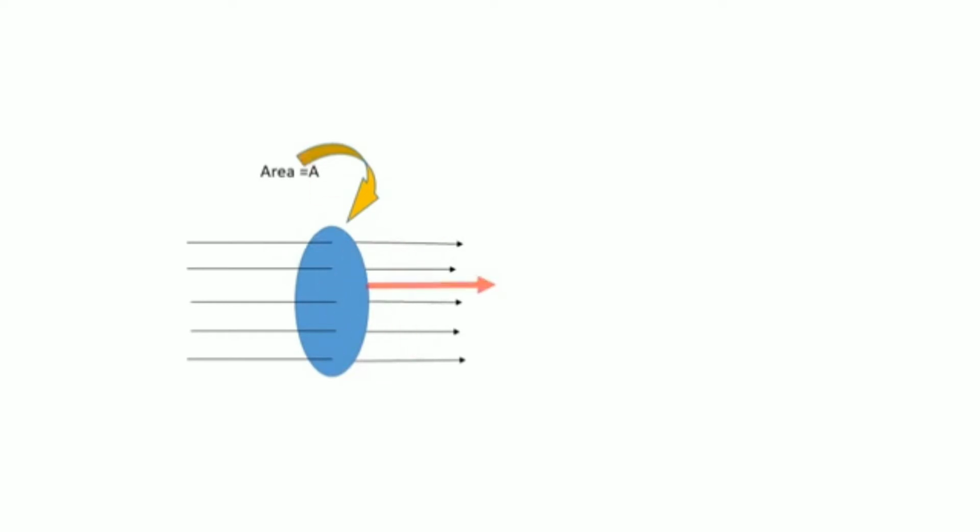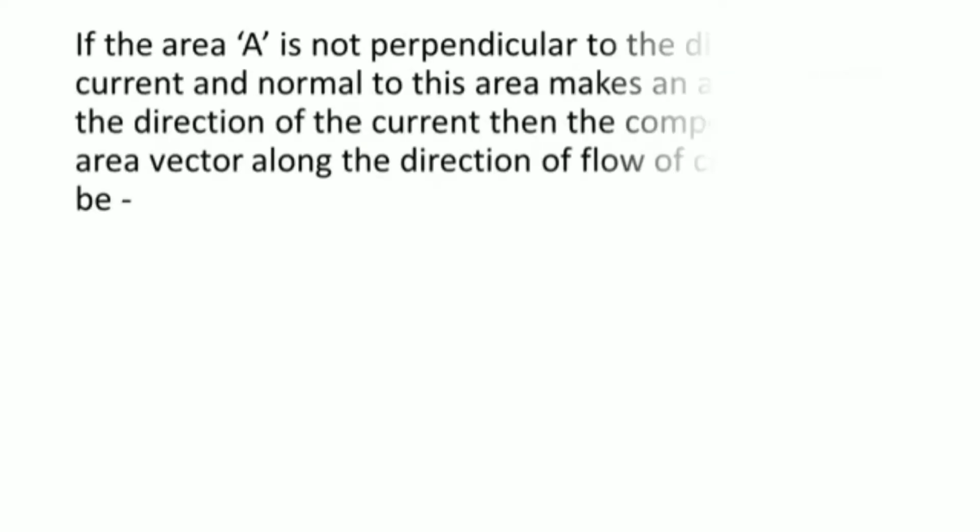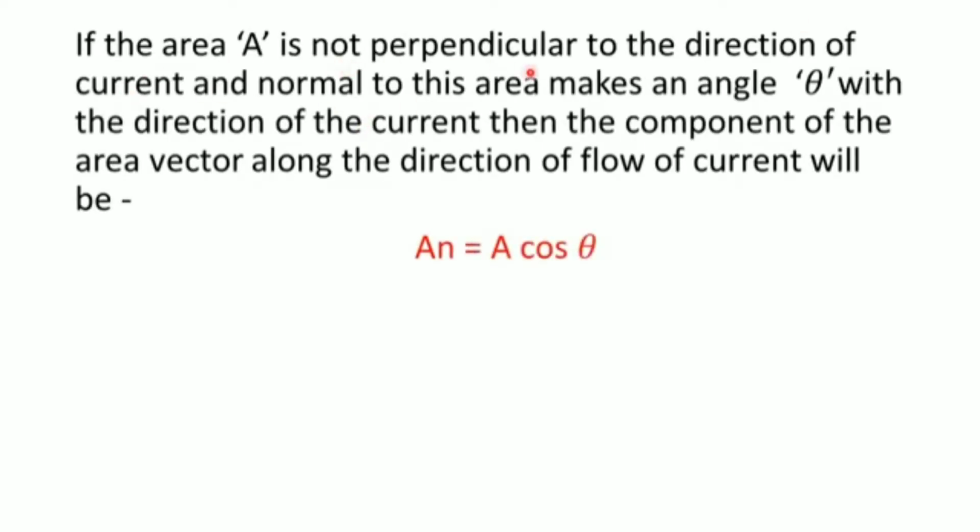So this current density vector J is equal to current flowing per unit area, I by A, provided area is normal to current and its value is unity. So A is equal to 1. And what happens when area is not perpendicular to the direction of current and normal to this area makes an angle theta with the direction of current? Then the component of the area vector along the direction of flow of current will be taken. How much will it be? It will be An is equal to A cos theta.